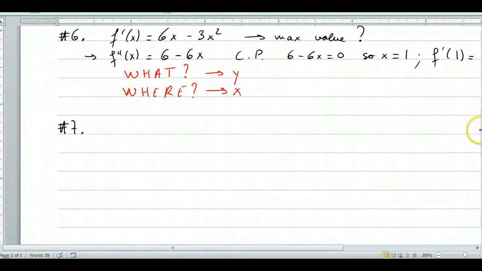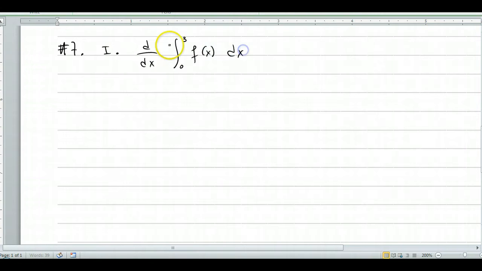Okay, so what's going on here? I'm going to be looking at all the statements. The first statement, actually, I don't need to look at the right side of it. You should be able to answer this question right away. What is the derivative of this? Well, that's 0, no matter what f is.